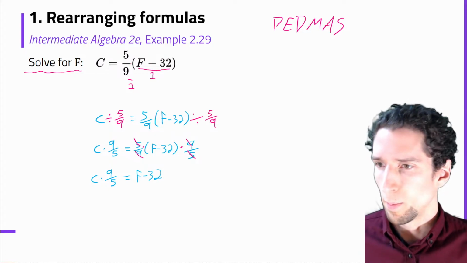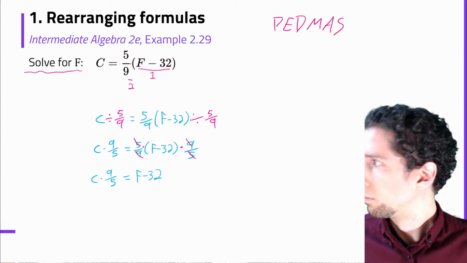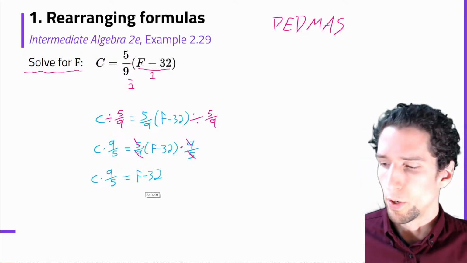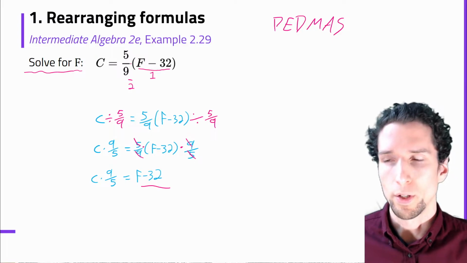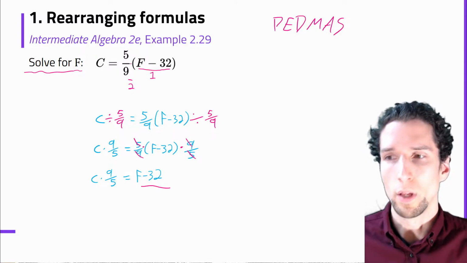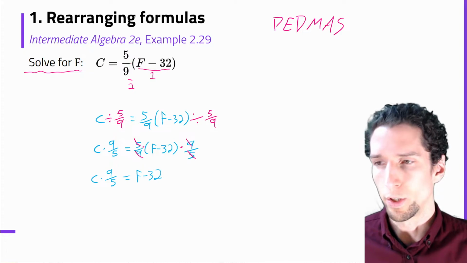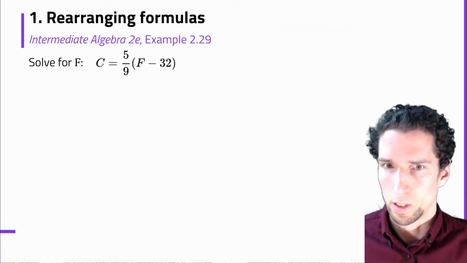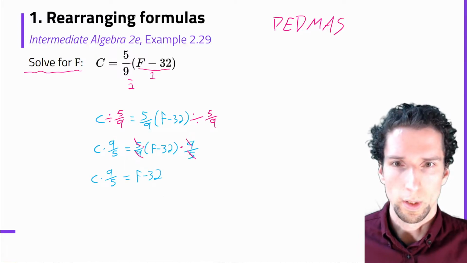Okay, so that was operation number 2, sort of done. And now we'll do the same thing and get rid of this 32 here. This is our other operation. So this minus 32, we're going to do the opposite and just add 32 to both sides. Let's just make a little bit of space here.